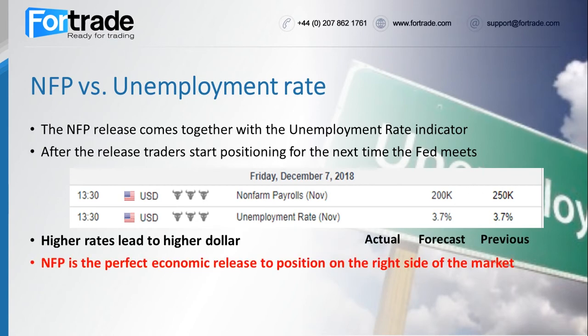So the NFP release comes together with the unemployment rate indicator on the first Friday of every month. When this is due, the trading week is a range-bound one for the forex market, and after the release, traders start positioning for the next time the Fed meets to see how monetary policy changes in the meantime and how to react. When the actual number differs from the forecasted one, the market moves.